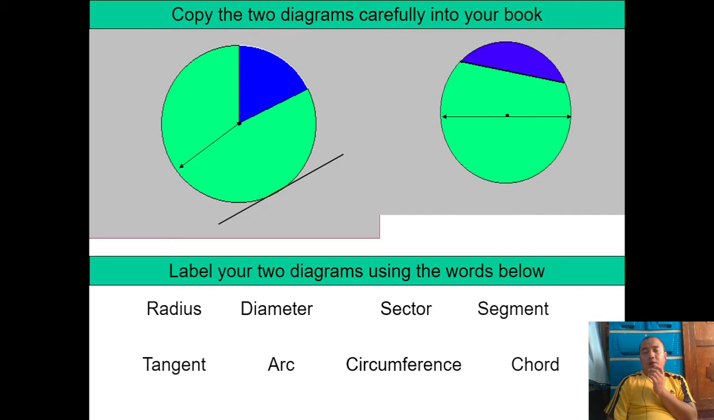Okay, copy the two diagrams carefully into your book. Label your diagrams using the words below. Okay, this is the sector, this is the radius, this is the tangent, this is the arc, this is the sector, this is the diameter. This is a segment, that's a chord. And this is the circumference.